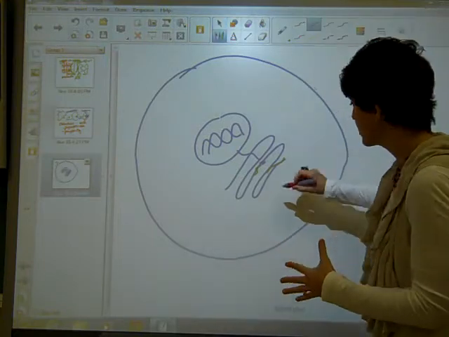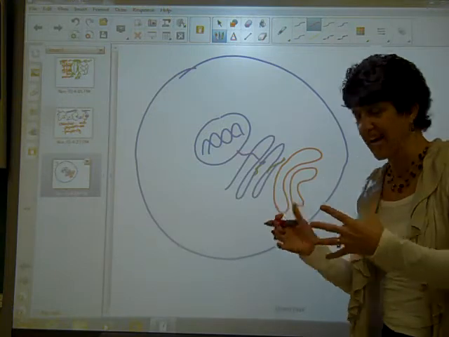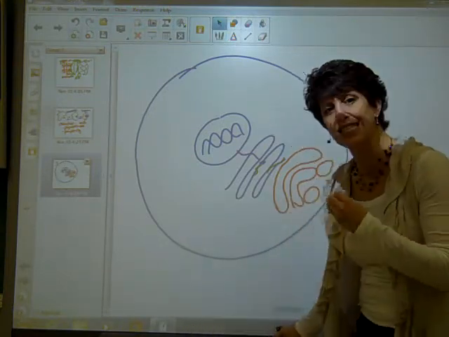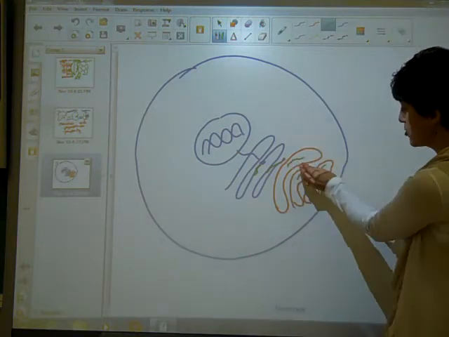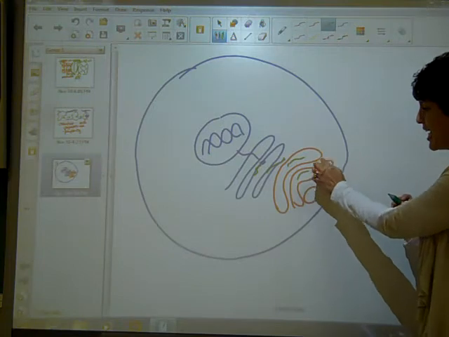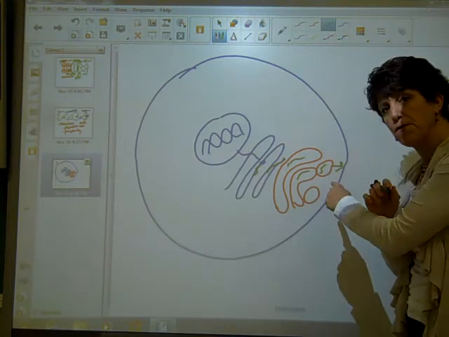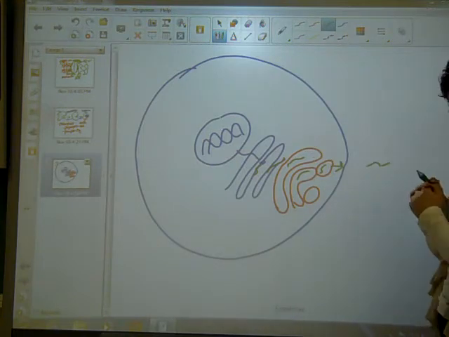The protein can be transported by the system of tunnels, this network of the ER, until eventually it makes it to the Golgi bodies. Golgi bodies, I usually say they look like a stack of pancakes here. The Golgi bodies package proteins into vesicles. So here's that protein traveling through until eventually it is enclosed within a vesicle. That vesicle can then fuse with the membrane and be released outside of the cell.